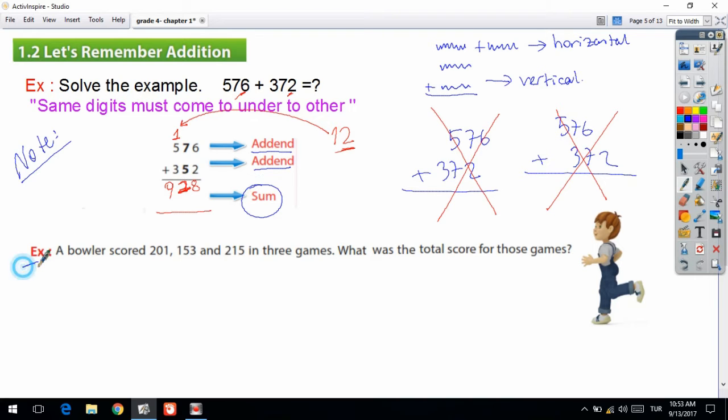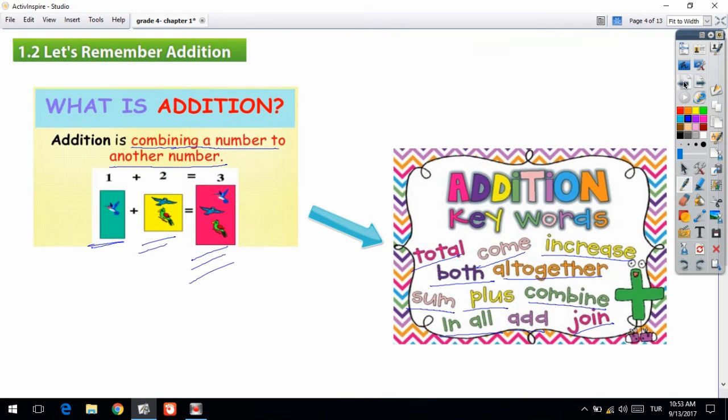A bowler scored 201, 201, 103 and 215 in 3 games. There are 3 different numbers. Okay, open your mind. What was the total score for those games? Okay, what operation will I use? Subtraction, multiplication, division? What do I do? How can I understand? On the previous page, I said you have to know the keywords of addition like your name. If you don't know, you cannot succeed.